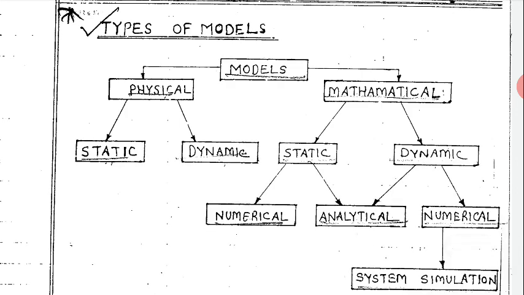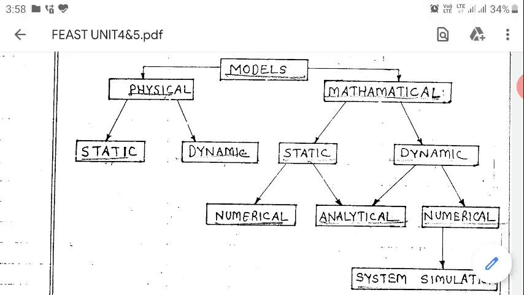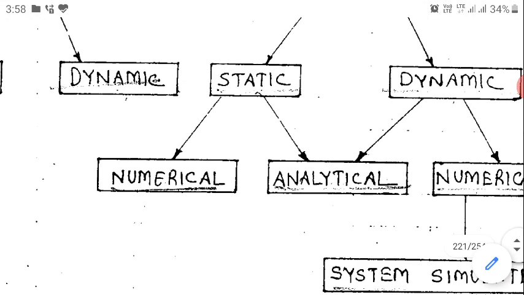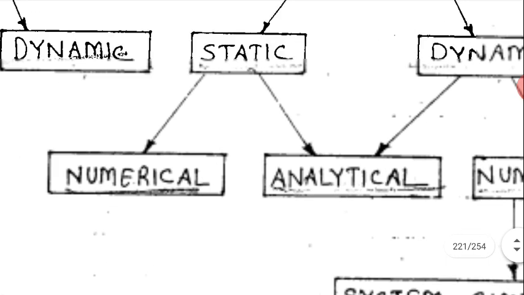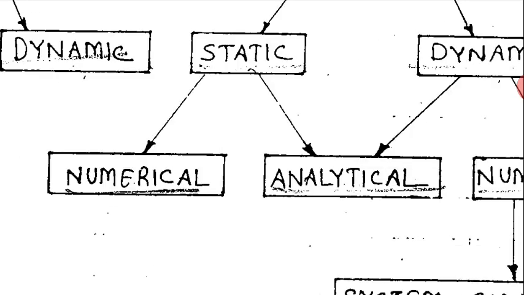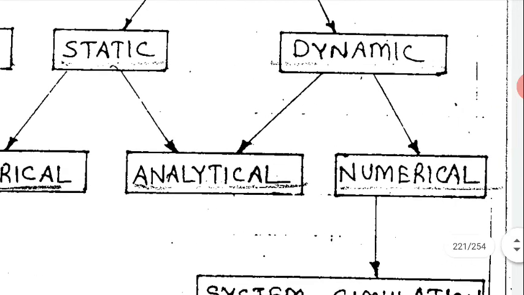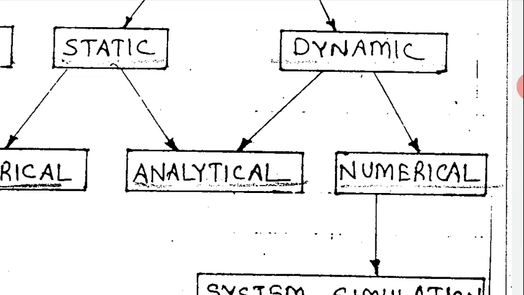So basically models have two types, that is physical and mathematical. In physical there are two types, that is static and dynamic. Then in mathematical modeling there are also two types, static and dynamic. In static it is also having two types, that is numerical and analytical one. Also in dynamic models there may be analytical and numerical ones.